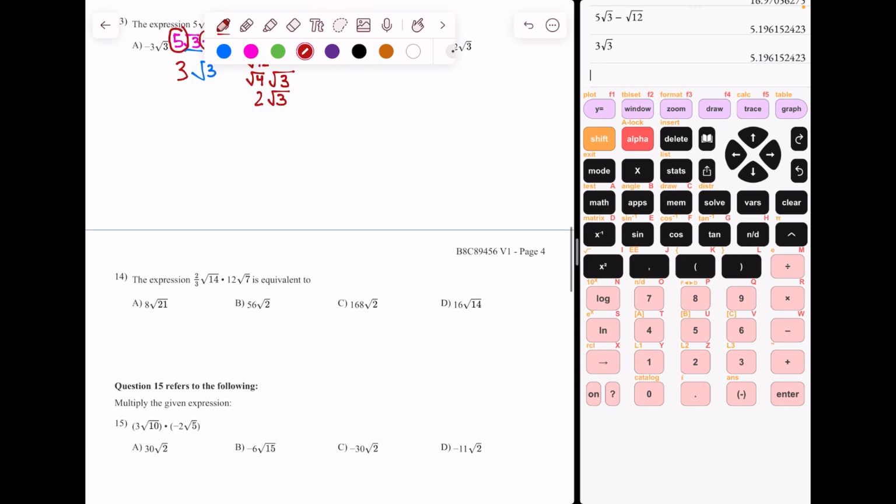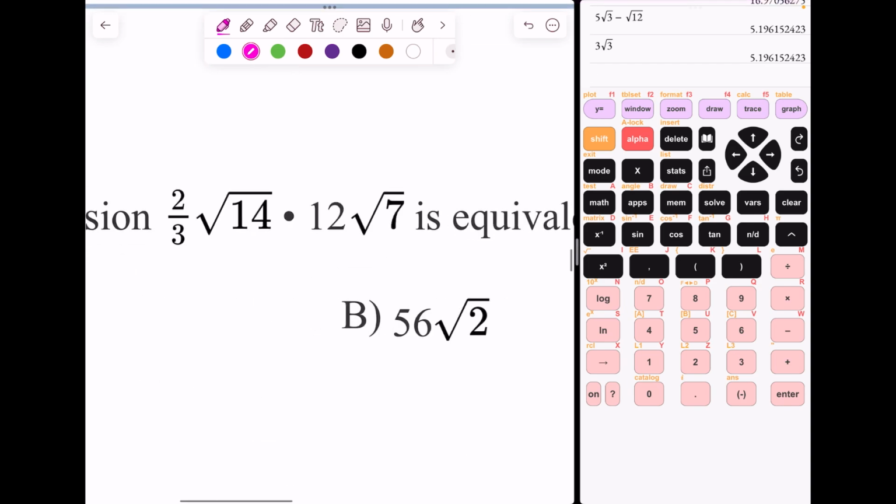Let's look at number 14. The difference with number 14 and 13 is when you are adding and subtracting radicals, they need to be the same number. But when you are multiplying, they do not need to be the same number under the radical. So you could just start multiplying right away. 2 over 3 times 12, that equals 8.